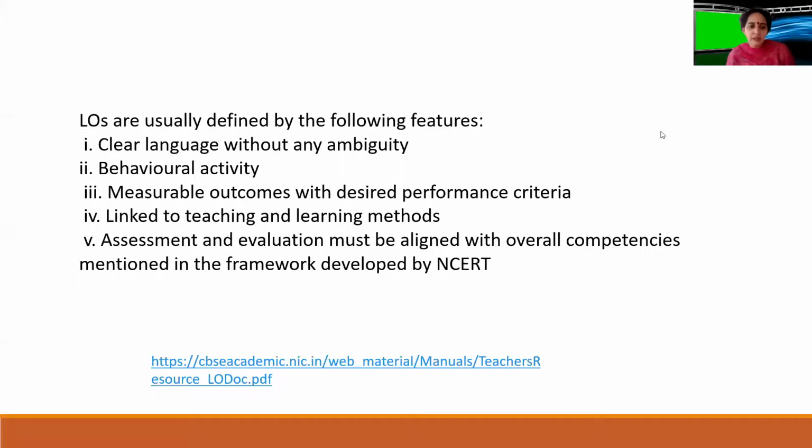So learning outcomes are usually defined by the following features: clear language without any ambiguity, behavioral activity, measurable outcomes with desired performance criteria, link to teaching and learning methods. Assessment and evaluation must be aligned with the overall competencies mentioned in the framework developed by NCERT.